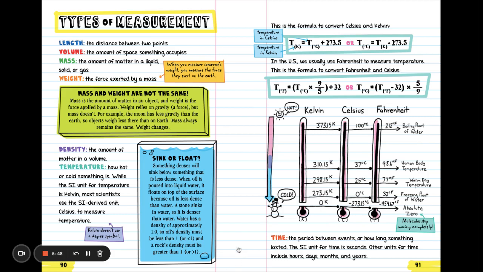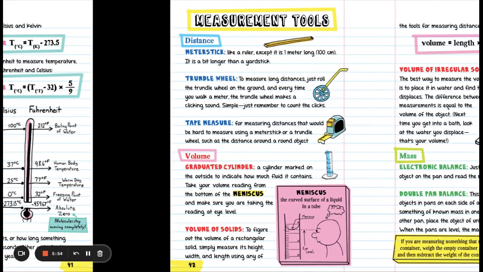Time is the period between events, or how long something lasted. The SI unit for time is seconds. Other units for time include hours, days, months, and years.